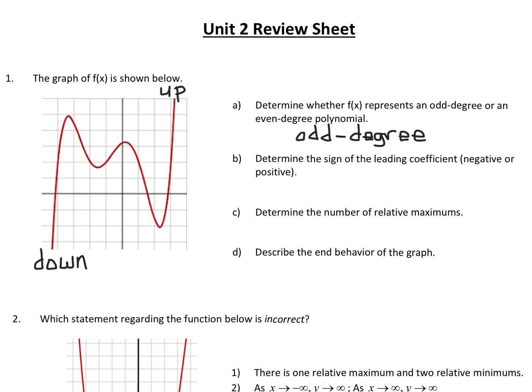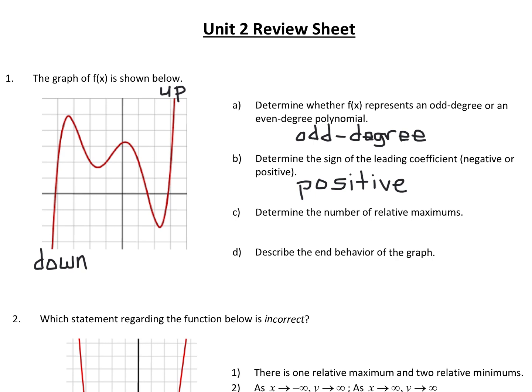Okay, letter B, determine the sign of the leading coefficient. Is it negative or is it positive? Okay, so to determine that, you only have to look at what's happening as you go to the right on your graph. So if you look on the right, see how that's up? That means that we have a positive leading coefficient. If the right-hand side of this graph is pointing down, then it would be a negative leading coefficient. Okay, so you're only looking at what happens on the right of your graph.